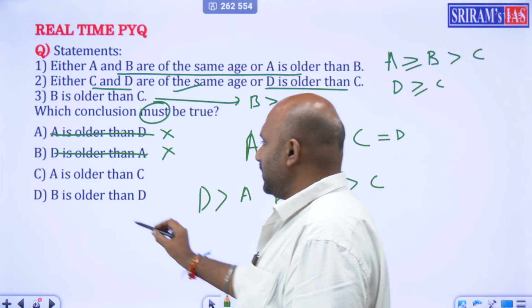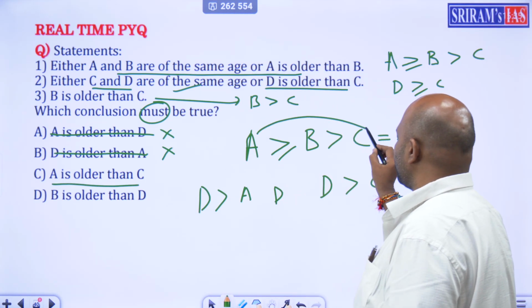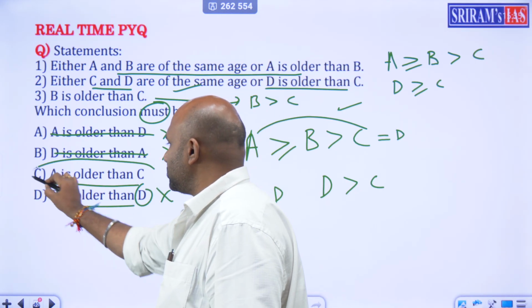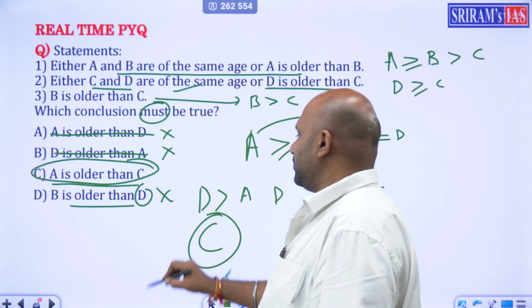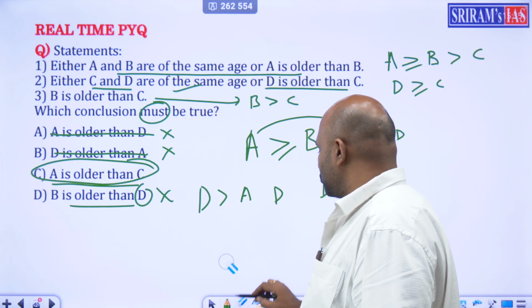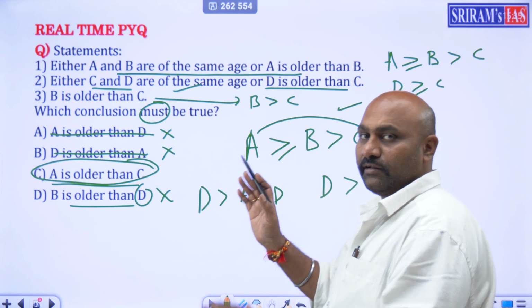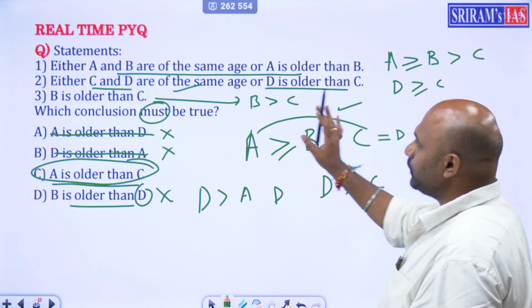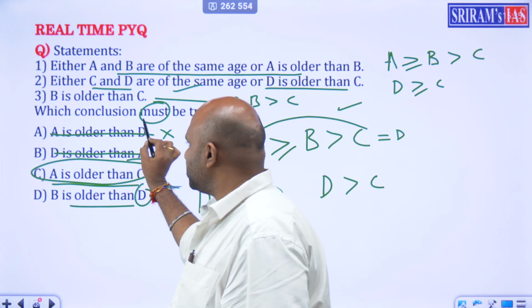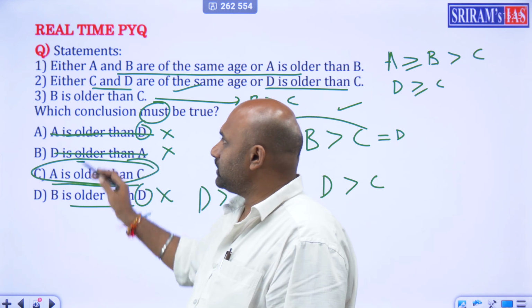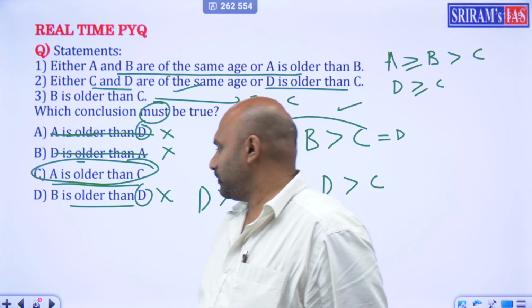Next, A is older than C. From this equation, A is definitely older than C. B is older than D, we don't know, so the answer is option C. Like this, a simple inequality question can be solved. The point is, D can lie before A or after B. Since we do not know anything about D, whichever options have D, you can directly eliminate, and whichever is left over, you can directly answer.